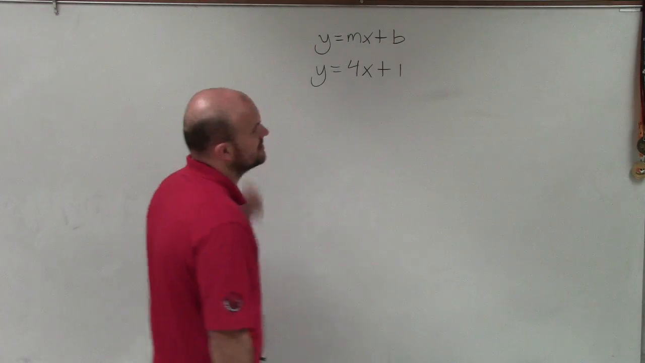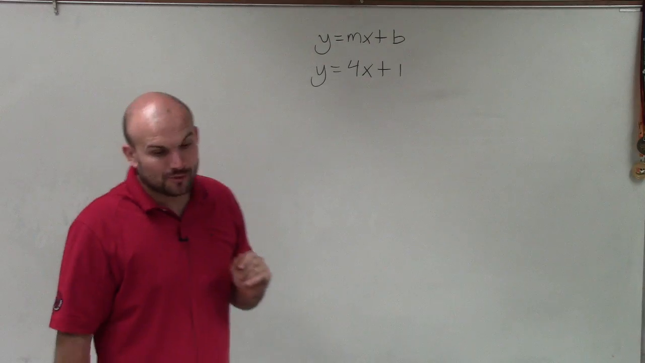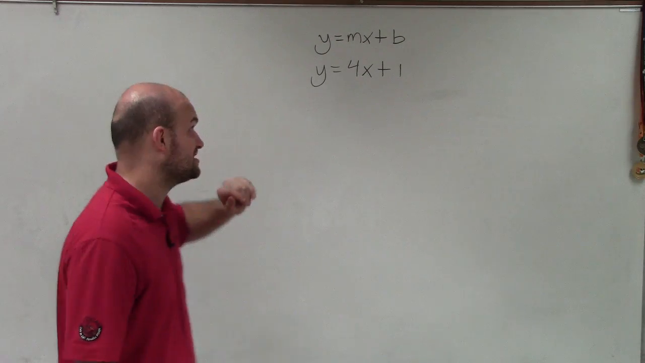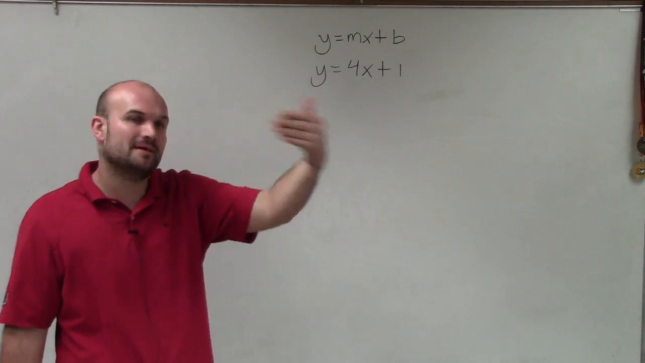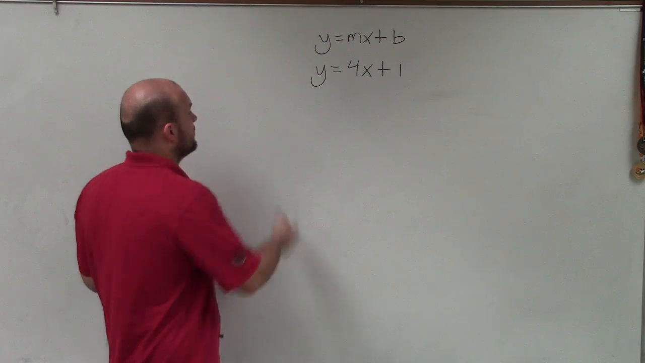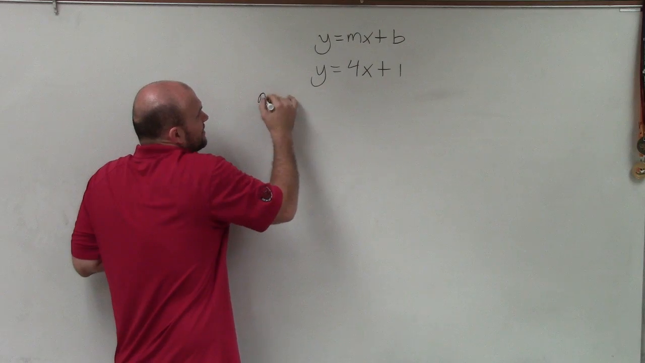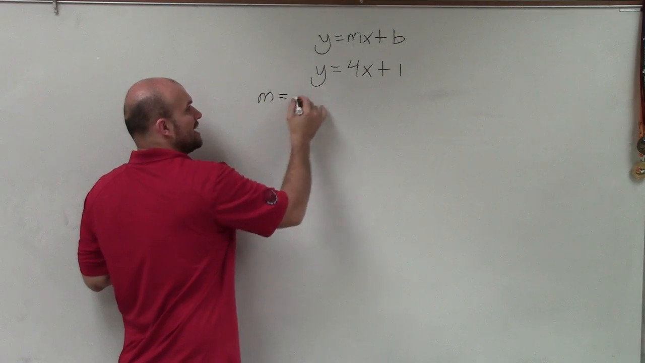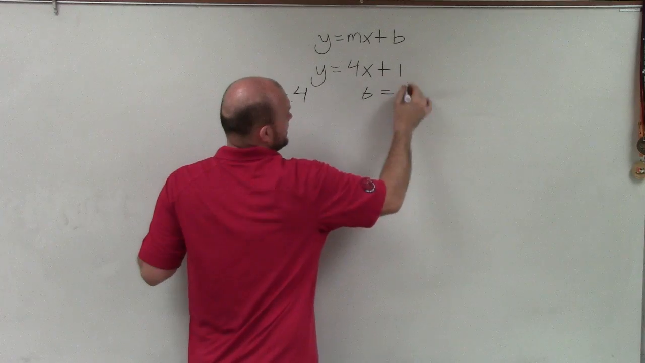So you can see this equation is in slope-intercept form, as my slope-intercept form is written above, y equals mx plus b, where m represents the slope and b represents my y-intercept. So when graphing in slope-intercept form, the first thing I want to do is, again, just identify what my m and my b is. Well, my m is going to be 4, and my b equals 1.